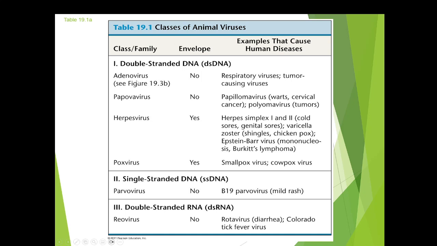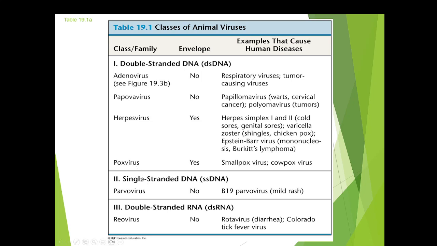Now you will notice in this column, not every one of these has an envelope. For example, adenovirus does not have an envelope, but the pox virus, such as smallpox or cowpox, does have an envelope. And the herpes viruses, that's herpes simplex 1 and 2, and all those, they have an envelope. So how do we classify that? Remember, the classification is based on the type of DNA, not on whether or not they've got an envelope. So class 1, double-stranded DNA.